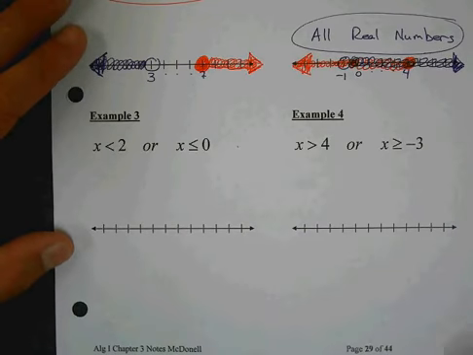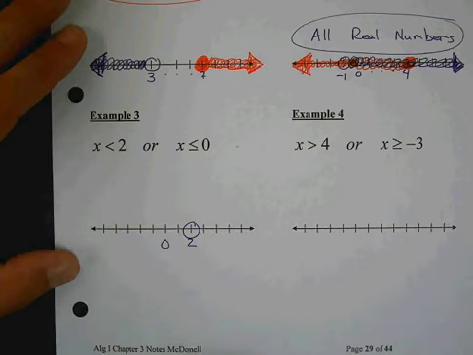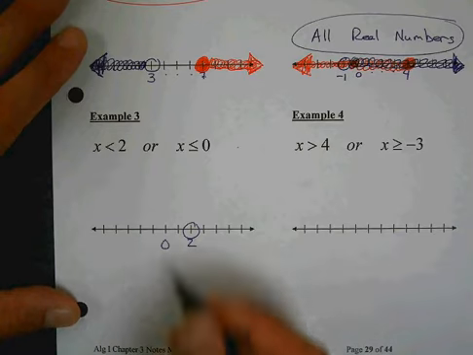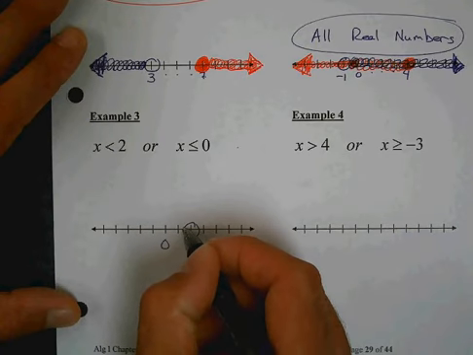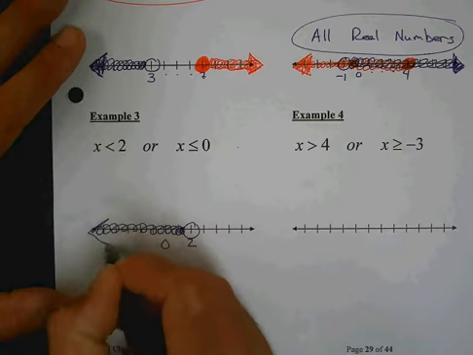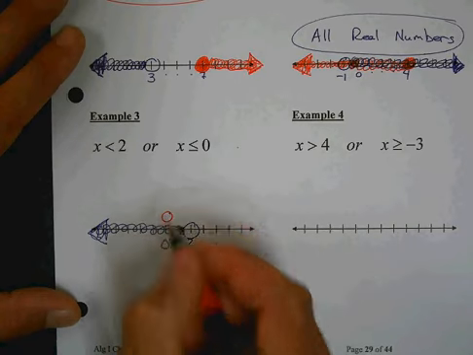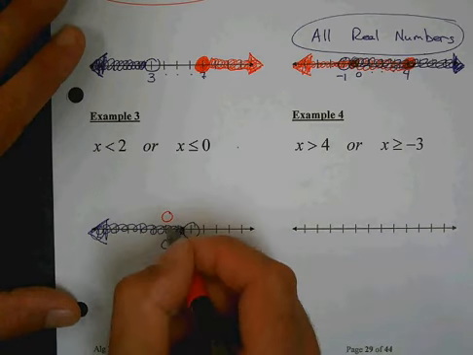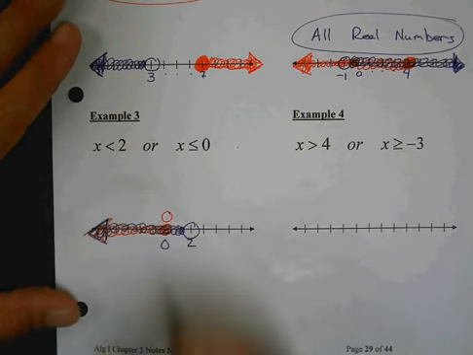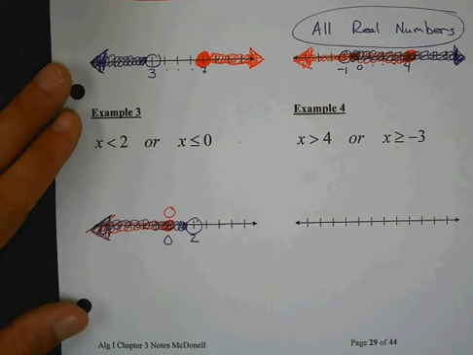Example 3. You've got 0 and 2. Which way am I going with 2? Everything that's where? Which way? To the left. Now what about the 0? Everything that's where? Where is the answer then? Think with me. Where's my answer?